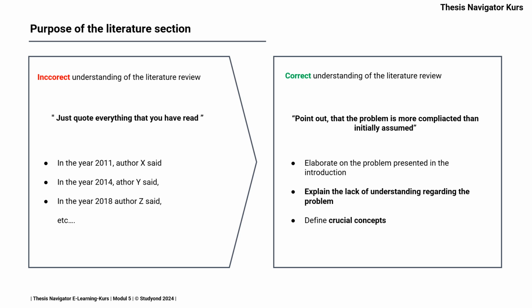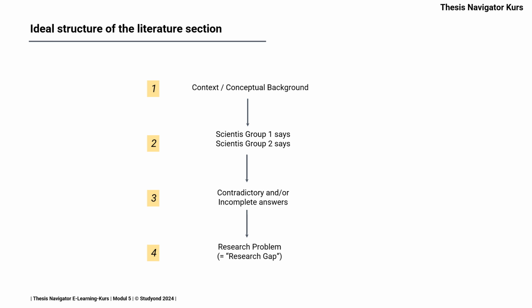Another purpose of the literature section is to define as precisely as possible the key concepts you use in your thesis. As you will see in the examples below, you can also do this in the introduction, depending on how well known and novel the concepts are that you intend to use in your thesis. The ideal structure of the literature section looks something like this.